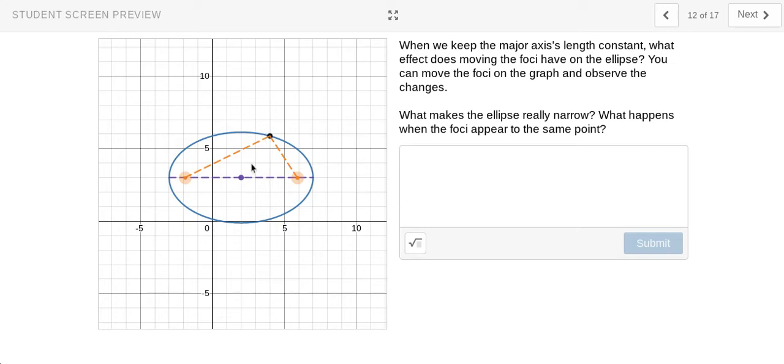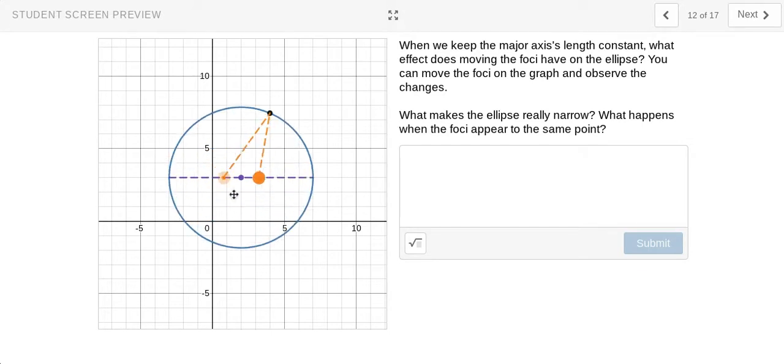The graph here shows an ellipse. So, when we keep the major axis length constant, what effect does moving the foci have on the ellipse? We can move the foci on the graph and observe the change. So, these are the foci, and now we are changing the ellipse.